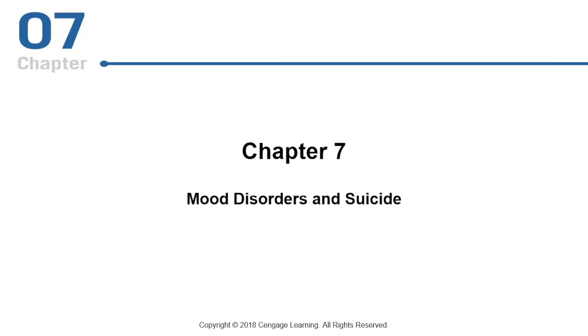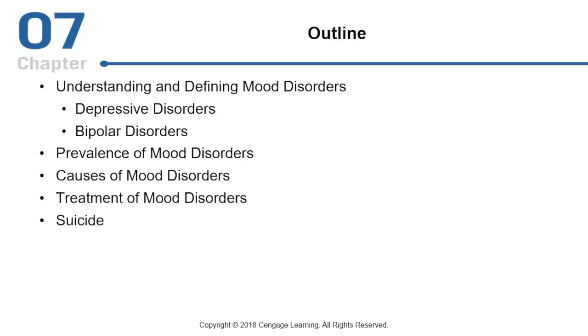Okay. So to start off, this is the outline of our discussion. So it seems to be relatively short, but believe me, it's longer than that. So we're going to be first defining mood disorders, and if you would see, the mood disorders are categorized or subdivided into two categories. So we have the depressive disorders, and then the bipolar disorders. And then after that, we're going to be discussing the prevalence of mood disorders, the causes of mood disorders, and of course, the treatment. And then after that, we're going to be discussing suicide.